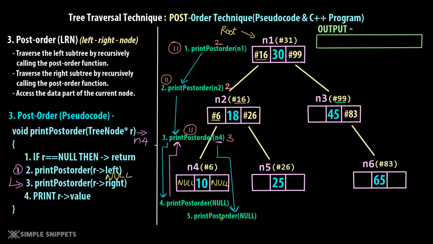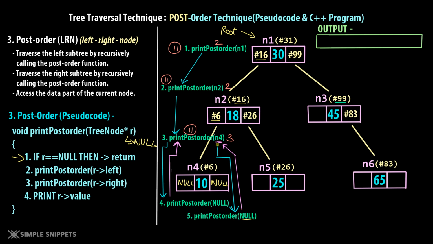And now the fifth print post order will start its execution. For the fifth print post order we are passing null. When we pass null, r becomes null over here, and at the very first step we check if r equals null, then return. So obviously we will not progress with 2, 3 and 4. We will come back from the fifth print post order function to the calling function, which is the third print post order, because the third print post order gave the fifth print post order function call, right?